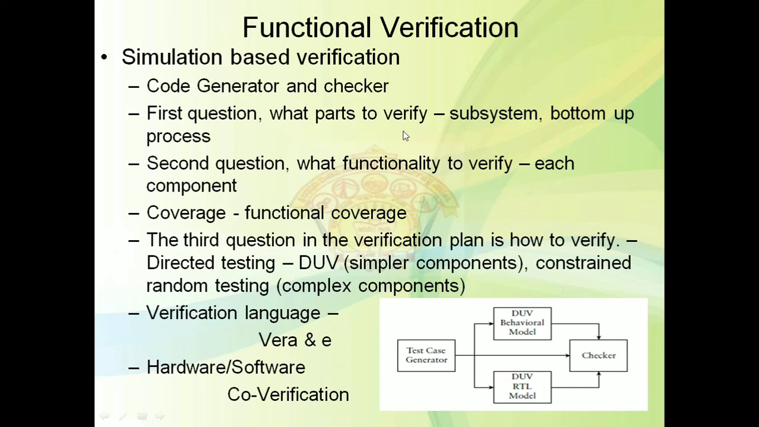The first question is which parts we need to verify. We have to verify all the subsystems. We have to verify the subunits first, so it is a bottom-up process. We have to verify the subunit first, and then interconnect the subunits. Again we need to verify it, and then go further up. So it is a bottom-up process of verification.